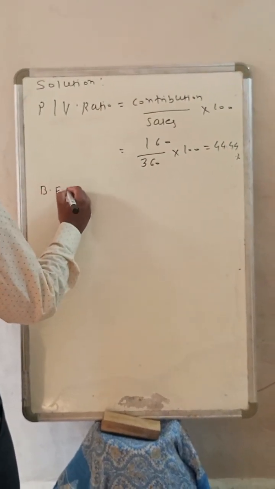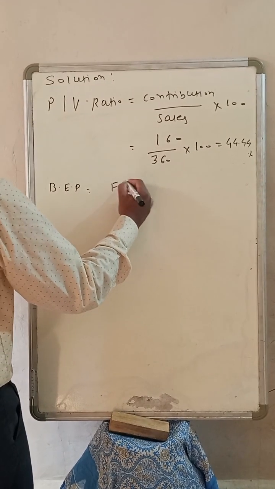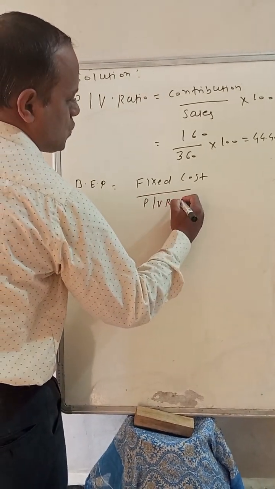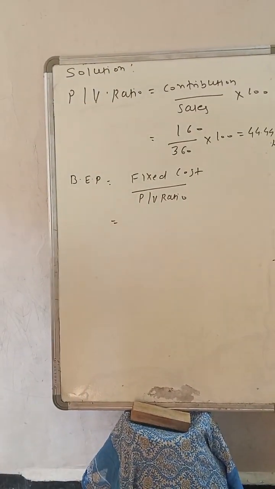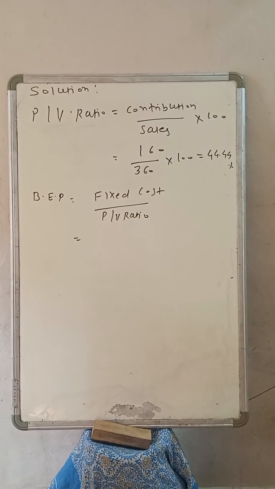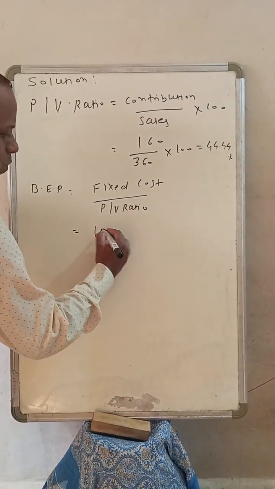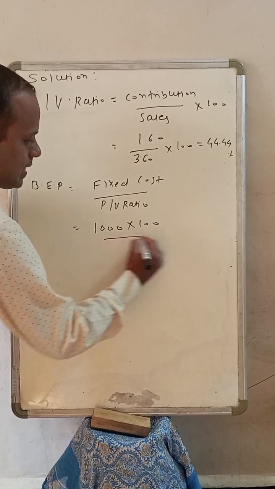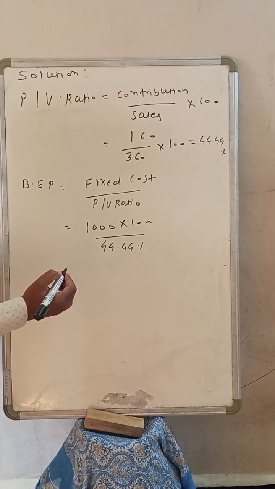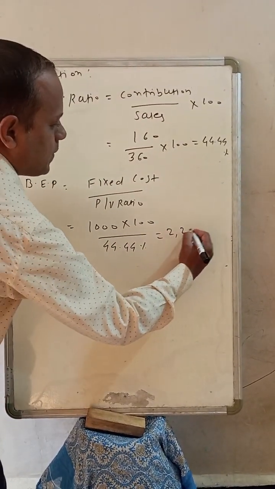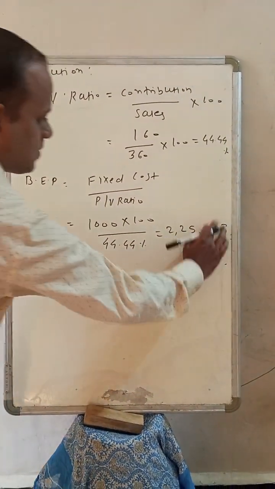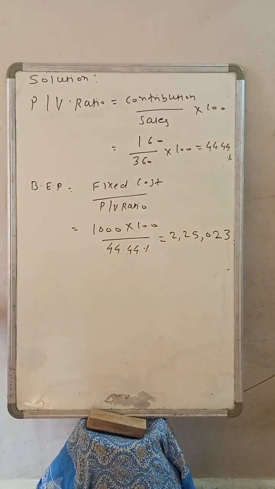Next one is break-even point. Again the formula is fixed cost divided by PV ratio. Check out the problem. The fixed cost per calculator is rupees 100 and the company manufactures 1000 calculators. So 1000 calculators into 100 divided by 44.44%, and your answer would be 2,25,023. I'm sorry, it is 223, not 33.